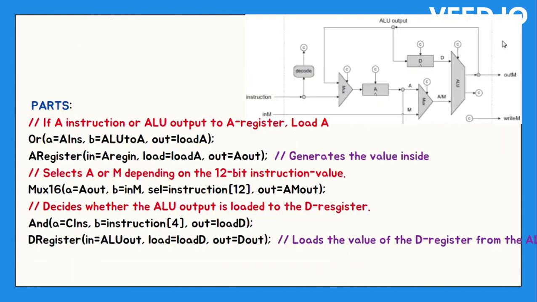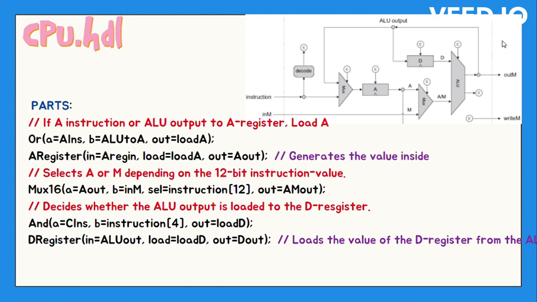Coming to the next part, we have an OR gate here. The load bit of the A register will be 1 if either the A instruction or the ALU output is fed to A. Also, the A register stores the value that is fed there. It takes in the output, the A register input from the mux, and the output loadA from the OR gate as its inputs and gives the output A out, which generates the contents or the value currently stored in the register.